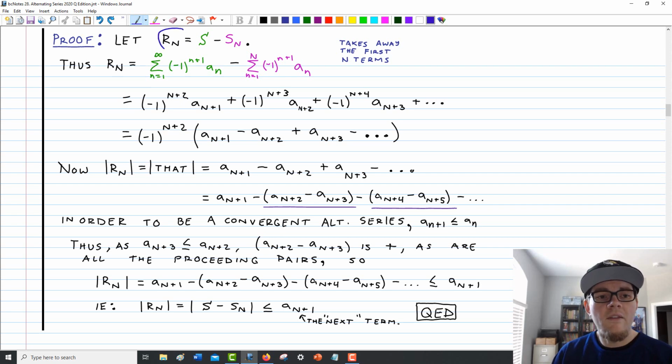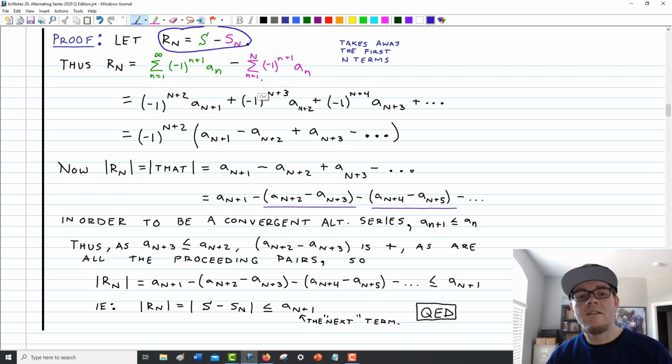Basically, we start by identifying the remainder or error term as s minus s sub n.